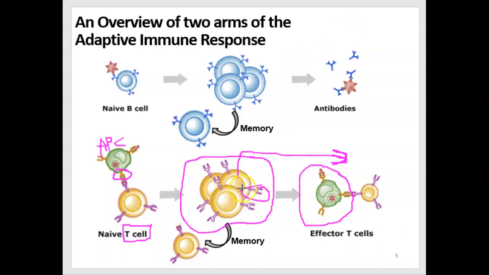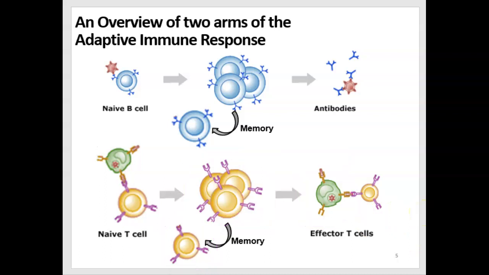But anyway, beyond making just more of themselves, some of these clones will become memory cells and go live in your lymph nodes or whatever, and wait for the second exposure. So a feature of both arms is something we would call clonal expansion, and that's where the cell division process takes place after exposure, and memory formation, which also happens after exposure.